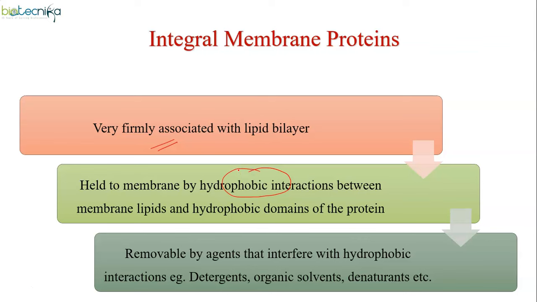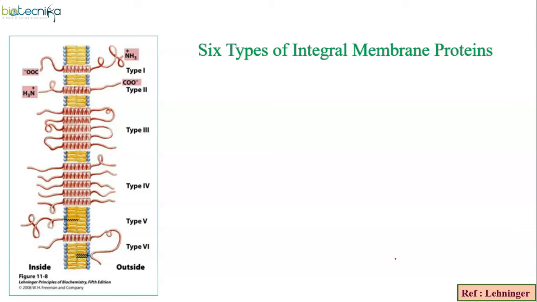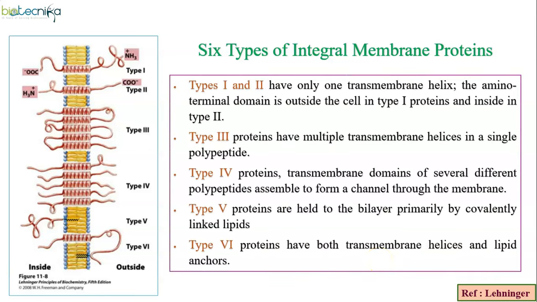That's the reason they have to be removed with those agents that can interfere with the hydrophobic interactions, for example, detergents, organic solvents, denaturants, etc. So, we have different types of integral membrane proteins based upon the orientation of the protein. Like you can see type 1 and type 2. These two are opposite to each other. In what sense? See, in type 1, N-terminus is facing the outer leaflet, whereas in type 2, N-terminus is present towards inside.